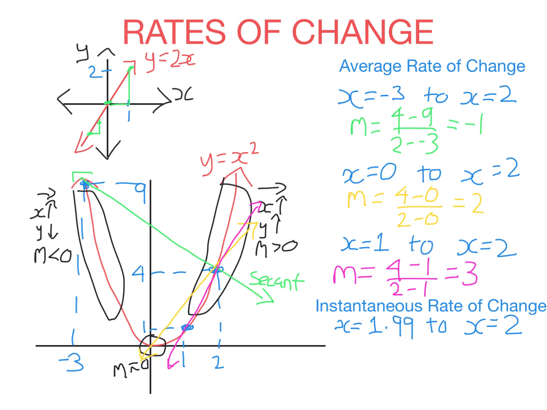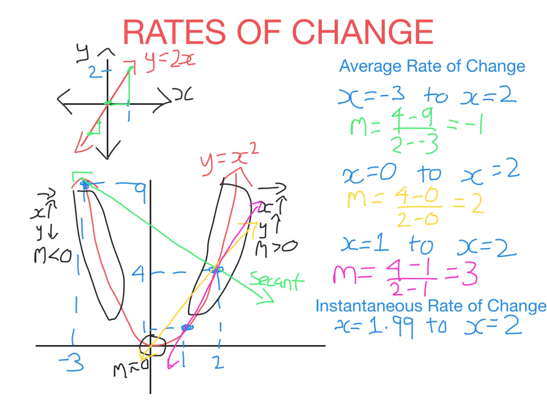So each of these 3 didn't give me the exact gradient of the red curve at the point where x equals 2, because they're just average rates of change. If I really want to estimate the gradient of this red curve at the point x equals 2, I need to pick 2 points that are very, very close together. So if I pick 2 points that are close together, I'm getting closer and closer to calculating not the average rate of change, but the instantaneous rate of change.